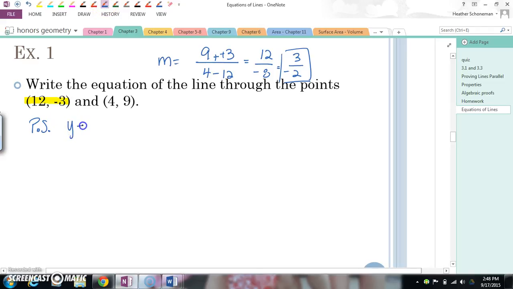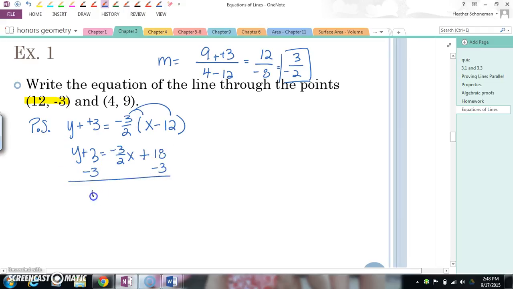So when I plug it in, I have y minus y1, which is negative 3, equals my slope, negative 3/2, times x minus x1, which is 12. Minus a negative is plus a positive. Now we have to transform this into slope-intercept form. First, you're going to need to distribute the negative 3/2. So that gives us y plus 3 equals negative 3/2 times x minus 12. A negative times a negative is a positive. 12 divided by 2 is 6 times 3 is 18. Okay, not in slope-intercept form yet, but we're going to do that by subtracting 3 from both sides.